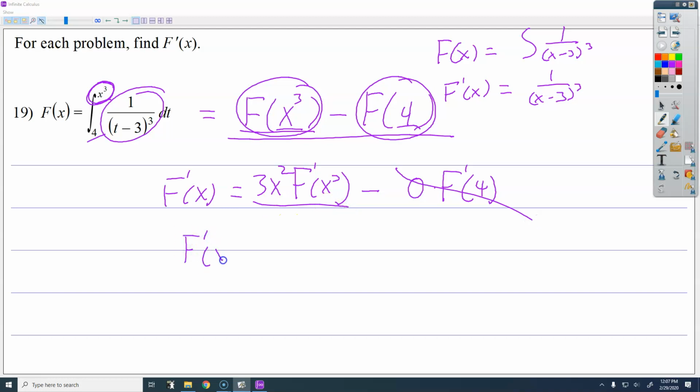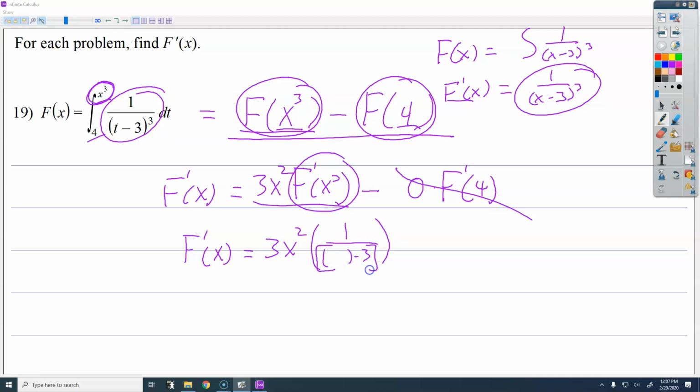So that means the derivative of my function then is going to be 3x squared. Now instead of f prime of x cubed, since f prime is this, we're just going to rewrite that. But where the x was located, we're going to plug in the value x cubed. So if we were to simplify this, this is going to end up on the top of the fraction. And on the bottom, we're going to have x cubed minus 3 squared.